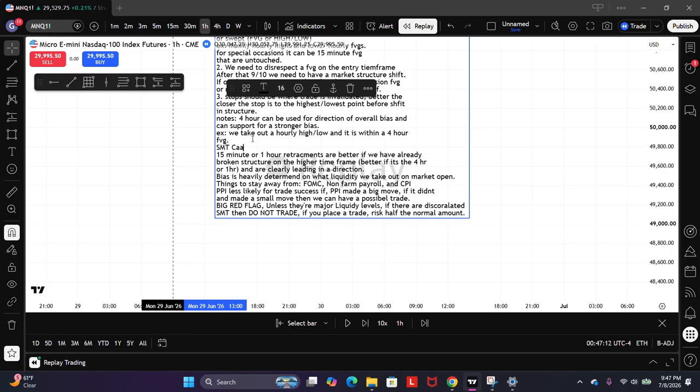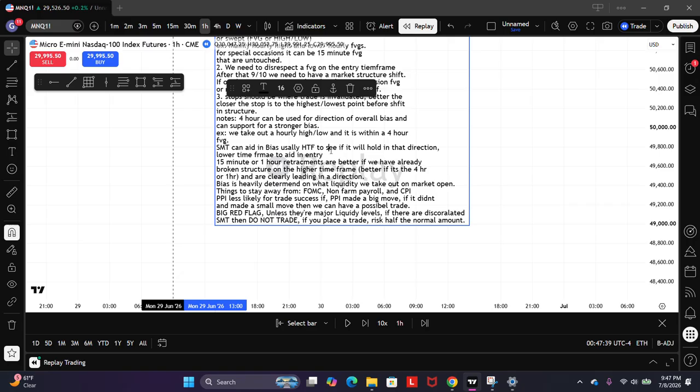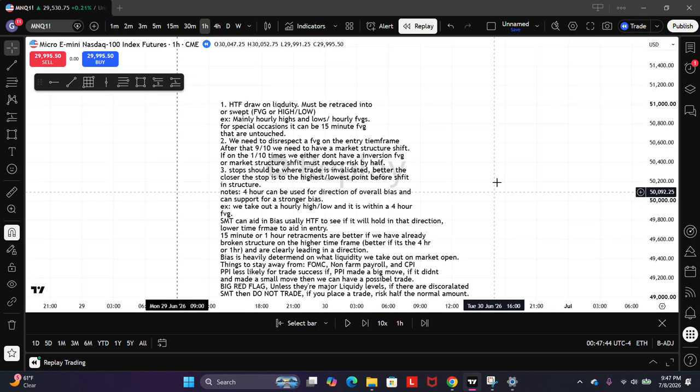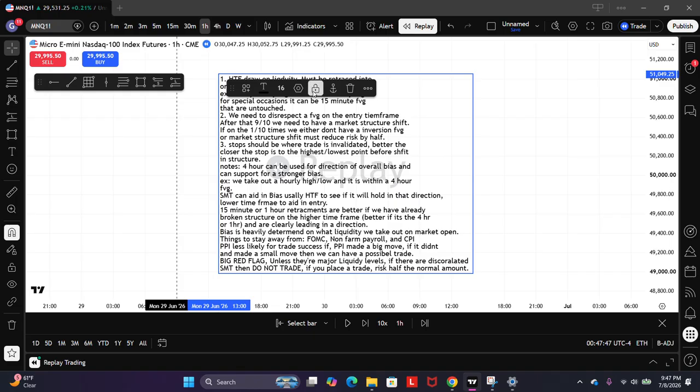SMTs can aid in bias. Usually, high time frame, to see if it will hold in that direction. Lower time frame to aid in entry. This is the trade plan right here. This is it.